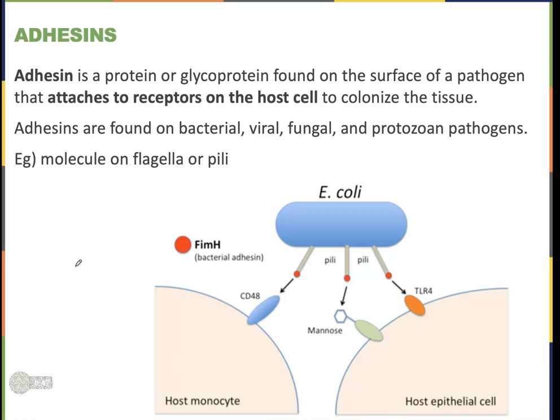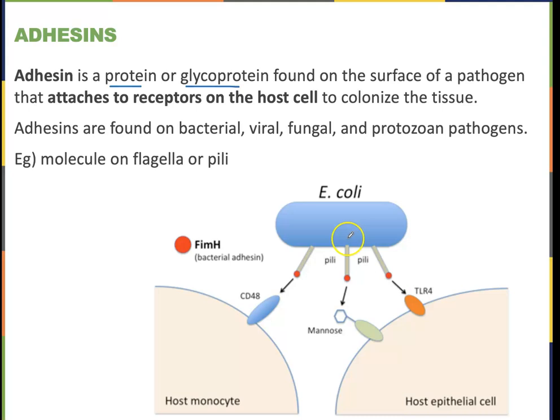Adhesins are going to help a microbe bind to and remain attached to the host, right? So adhesins are going to be some kind of protein. Maybe it can be a glycoprotein, which is just a sugar on top of a protein, that can be found on the surface of a pathogen and attaches to the host cell. So in this picture of E. coli, we can see that this red dot is going to represent a bacterial adhesin.